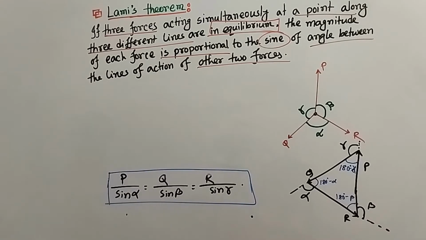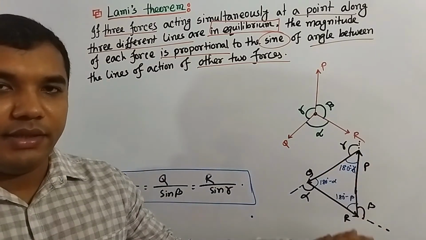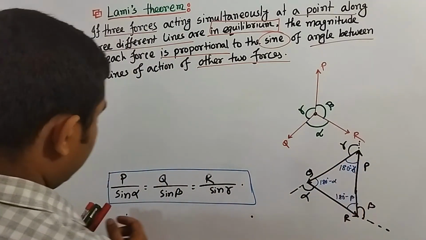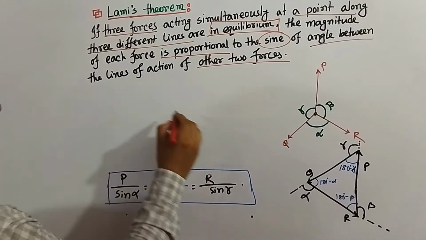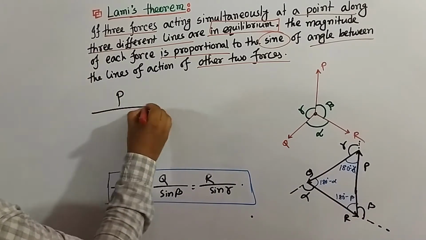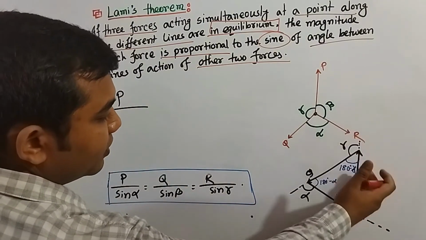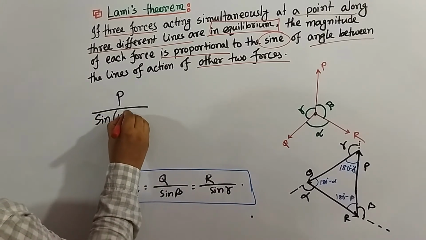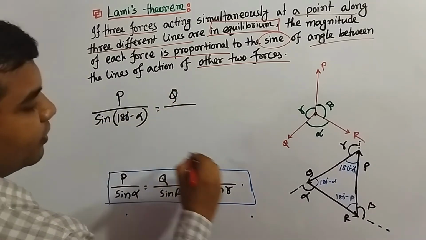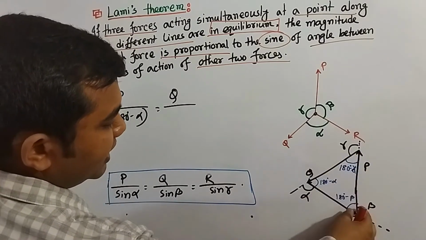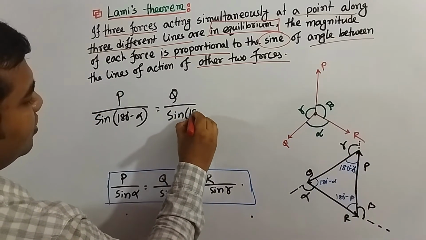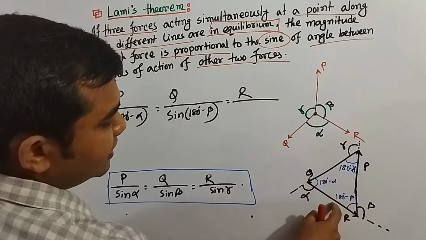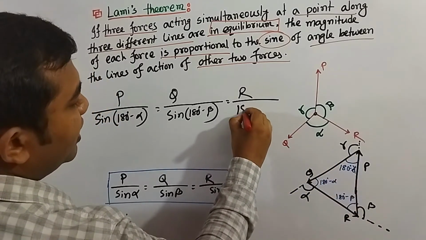Okay, so from here we can write according to the sine rule. We know the sine rule, so from this triangle we can write that P force should be, actually P is this force, so the opposite of that force is this, sine of 180 degrees minus alpha. Q force, here the Q force, has no relation with that, so it should be sine of 180 degrees minus beta, and R force, this force, has no relation with this angle, so it should be sine of 180 degrees minus gamma.